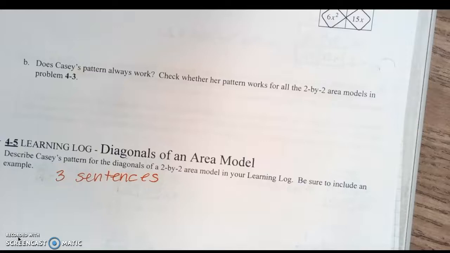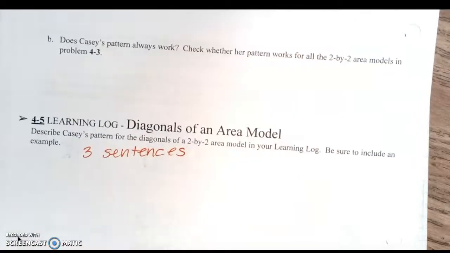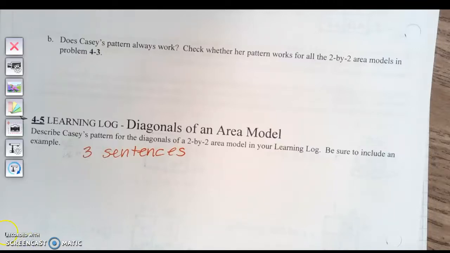And then for the learning log, it says, describe Casey's pattern for the diagonals of a 2x2 area model in your learning log. Be sure to include an example. I want you to write at least 3 sentences for that one. And then you're done with the lesson for 4.11. Okay? So go ahead and pick up your desks and turn into your teams of 4.